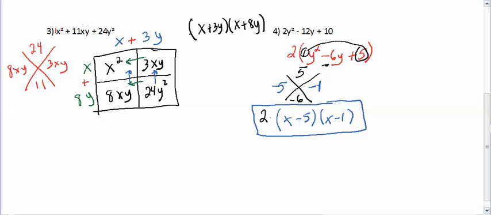Okay, so we need to look at that to see if we can take anything out before we factor. And if we can, we should, because then it makes our problem much easier. That is Factoring Trinomials, Part 2.